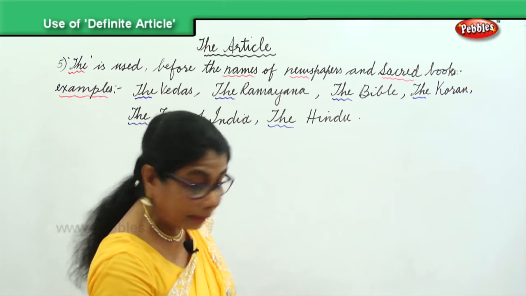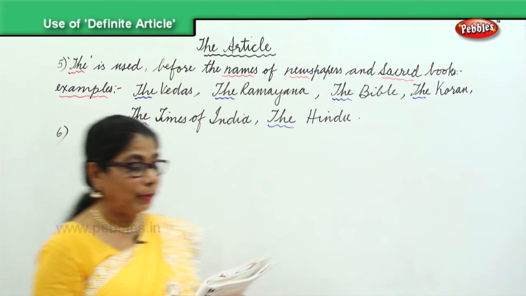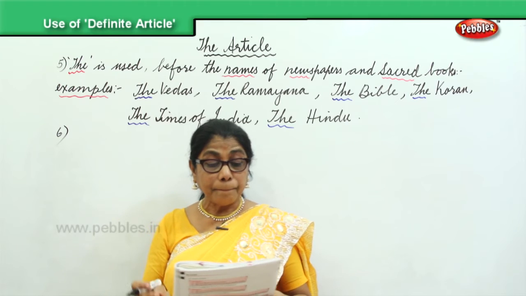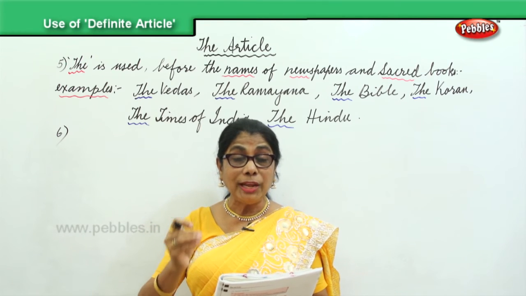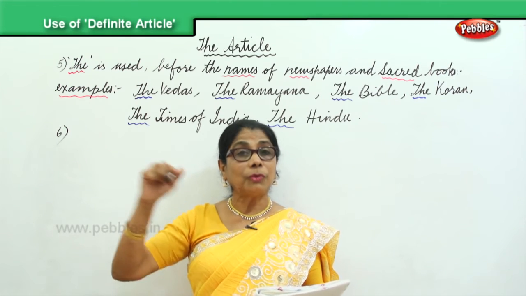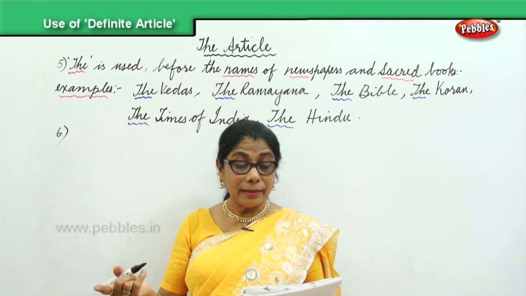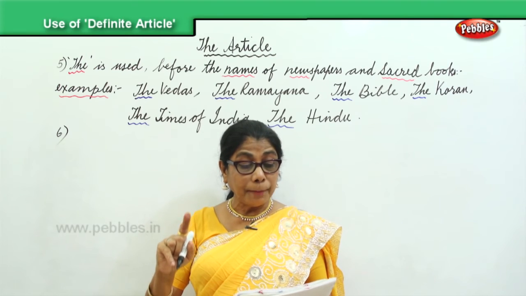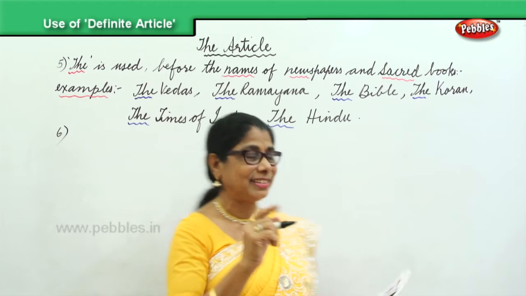Okay, and the next one, we have the sixth type. The sixth type we have, the definite article the is used before the name of an object which is the only one of its kind. Now, you will say, example, the earth, only one earth, the sky, the moon, the sun, the equator. There's only one of its kind. So, the is used before an object which is only one of its kind.